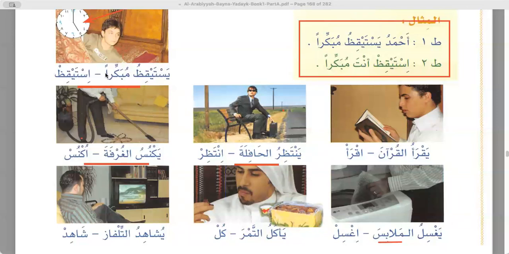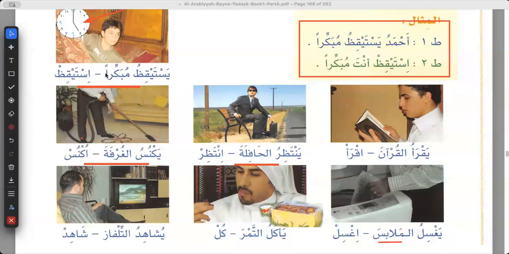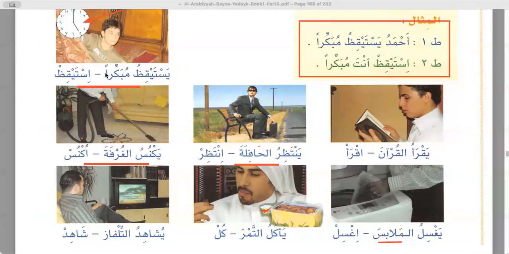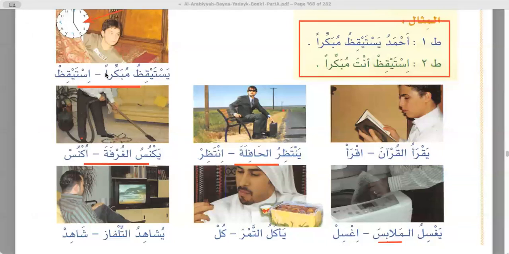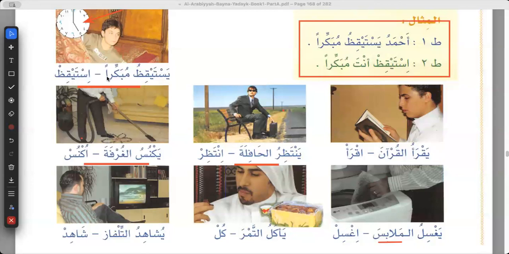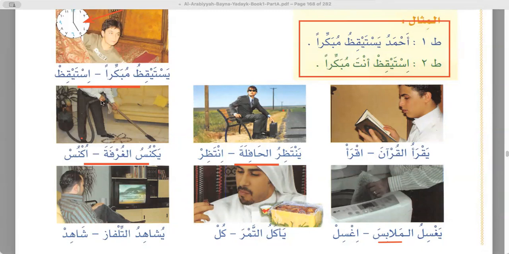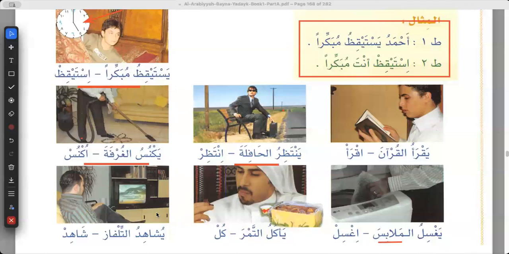So if it is female, 528, if that is female, how will you say it? If you want to command a female to sweep the room. Uknusi al-ghurfah. Okay.